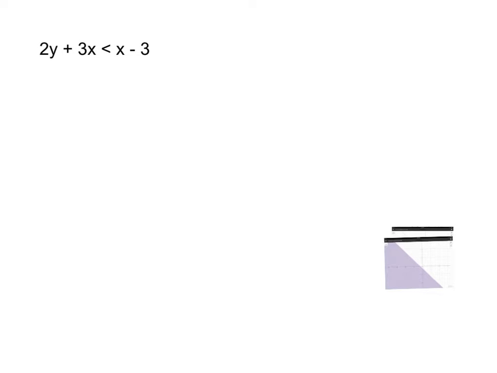For this one, can you see that? 2y plus 3x is less than x minus 3. So we're going to graph that as well. But with this, we need to isolate the y first. So we'll do that by subtracting 3x from both sides. So we get 2y is less than negative 2x minus 3, and then divide by 2. Y is less than negative x minus 3 over 2.